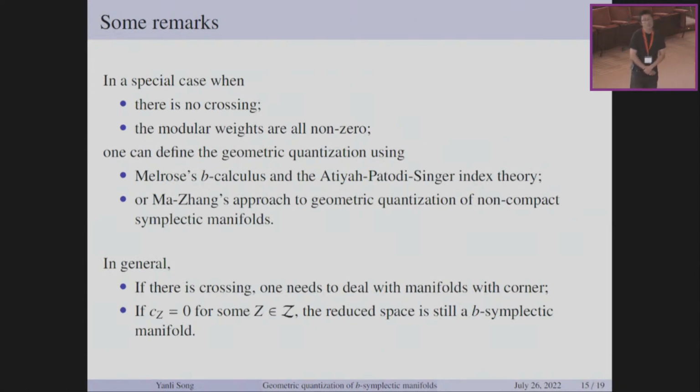In a special case, when there's no crossing and the modular weights are all non-zero, this is the setting considered in the paper of Guillemin, Miranda, and Weitsman, and the geometric quantization can be defined using other methods. In that case, you have only one hypersurface, and if you remove it, you can break this b-symplectic manifold into a union of two non-compact symplectic manifolds with proper momentum map. So one way to define the geometric quantization is to use the Melrose b-calculus or the Atiyah-Patodi-Singer index theorem.